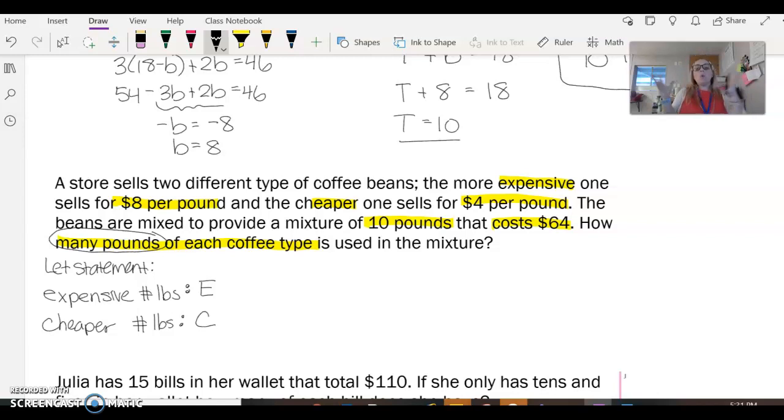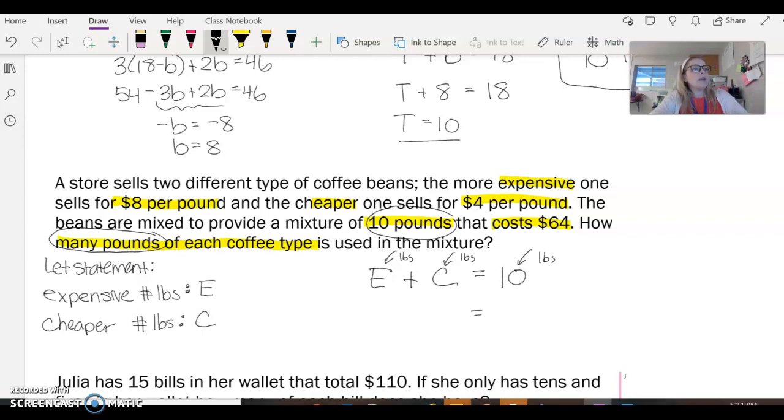All right. Well, what do I know? I know that there is a total of 10 pounds. So I know that the number of pounds for the expensive plus the number of pounds for the cheap had a total of 10 pounds, right? Remember, this represents pounds, this represents pounds, and this number represents pounds. Okay, so notice how that equation builds itself.